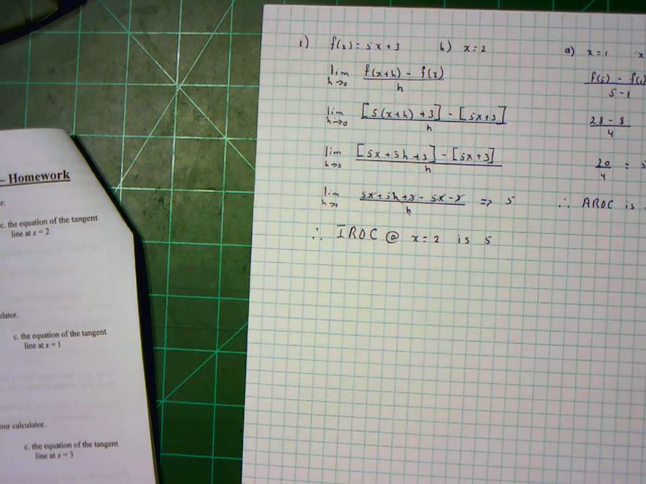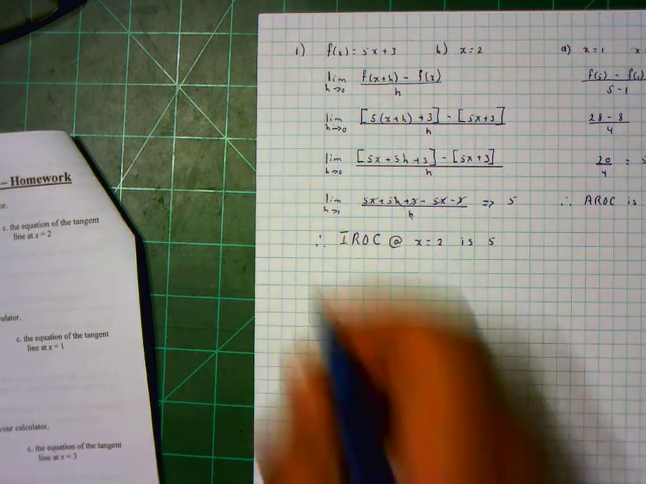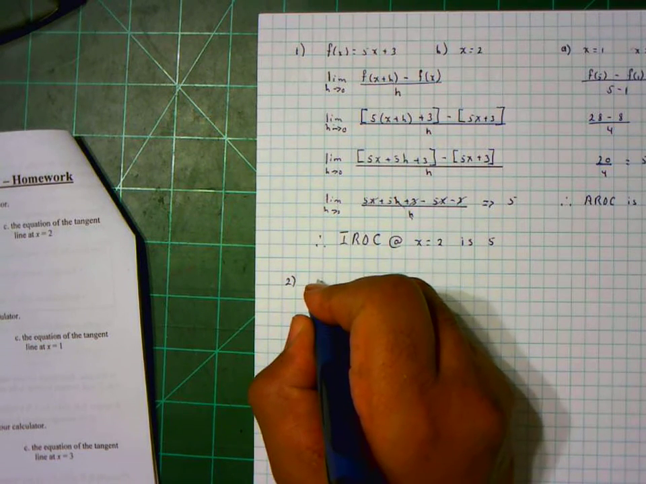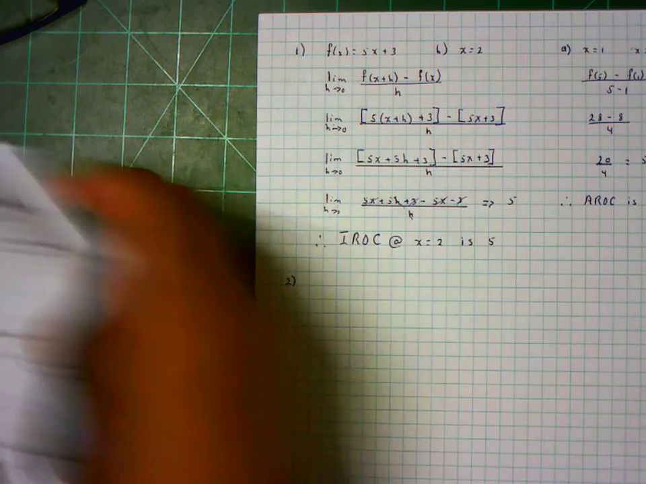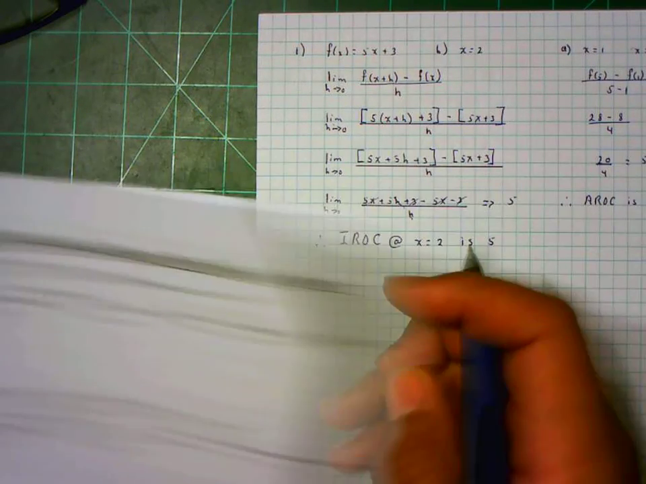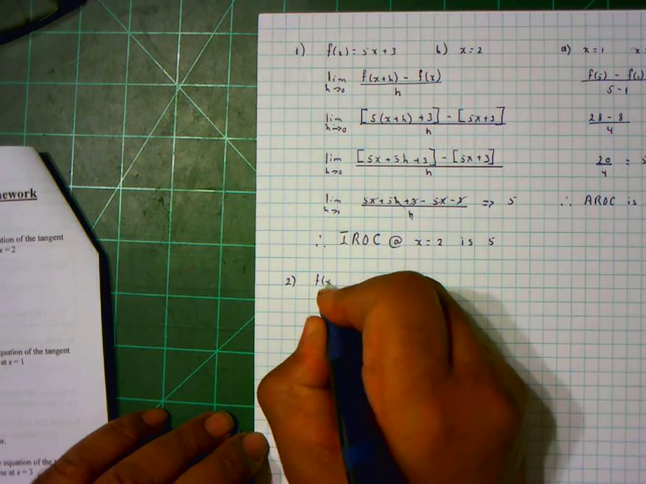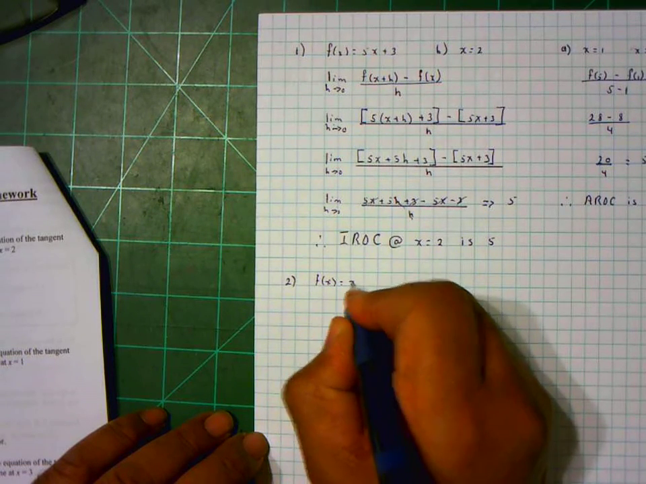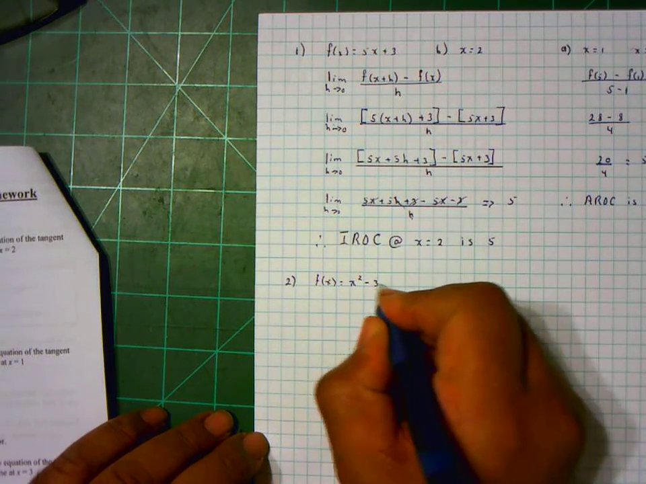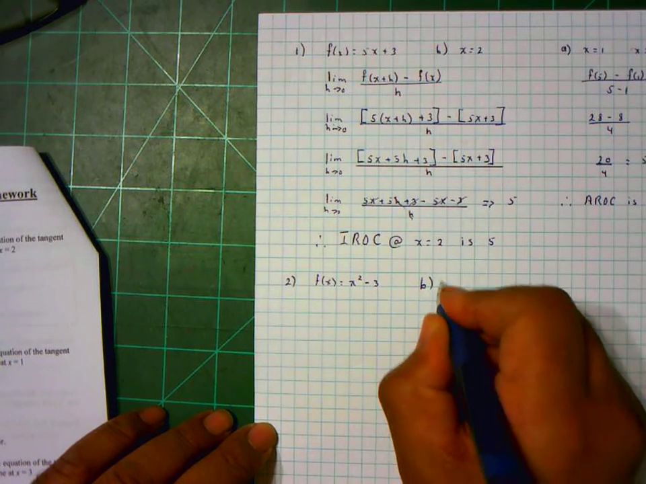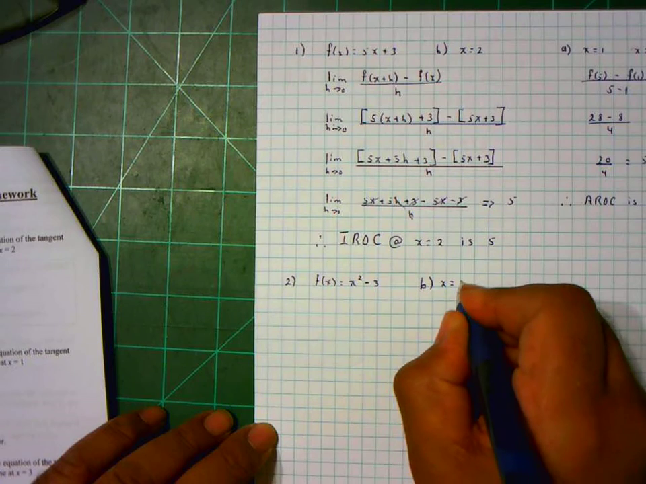Okay, the next problem on our list is number 2. Now again, I'm going to do b first. So the function is x squared minus 3. f of x equals x squared minus 3. And b wants to know what the change is at 1.